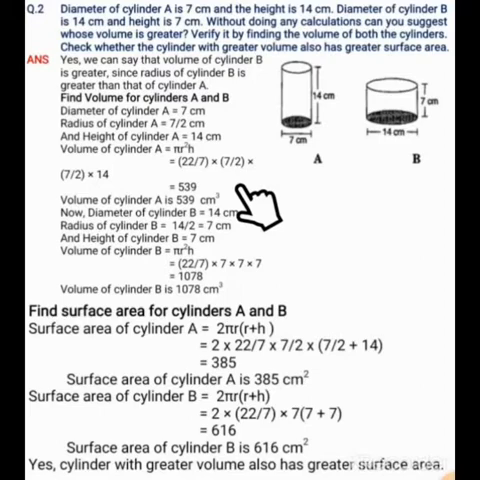Now which one is the greater, A or B? B is greater. So again we have to find the surface area. Formula: 2 pi r in bracket r plus h. 2 multiply 22 by 7, multiply 7 by 2, multiply bracket 7 by 2 plus 14, that is 385. So surface area of cylinder A is 385 centimeter square. Cylinder B is 616. So which one is the greater? B is the greater. Therefore the cylinder with greater volume also has greater surface area.